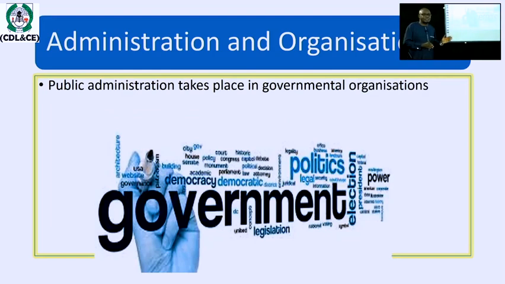Like I told you when we were defining administration, administration is found in every organization. What makes it different in the case we are dealing with here is the public, which connotes governmental administration. Therefore, public administration takes place in governmental organizations. We have many governmental organizations: ministries, parastatals, agencies of government, boards, and so on, that are set up. Institutions of learning like the University of Abuja are also part of public administration. So that is where public administration takes place, in governmental organizations.